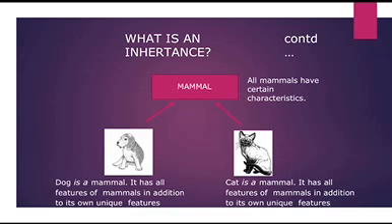See here in this slide. Dog is a mammal. It has all the features of mammals in addition to its own unique features. And cat is a mammal, and it has all the features of mammals in addition to its own unique features. So that is inheritance.